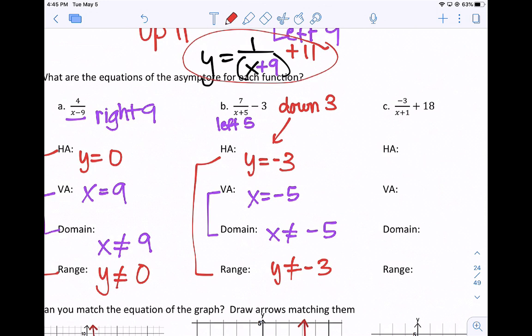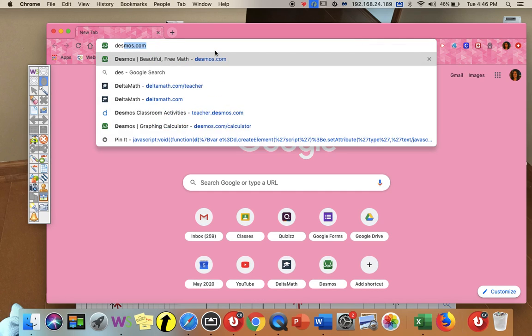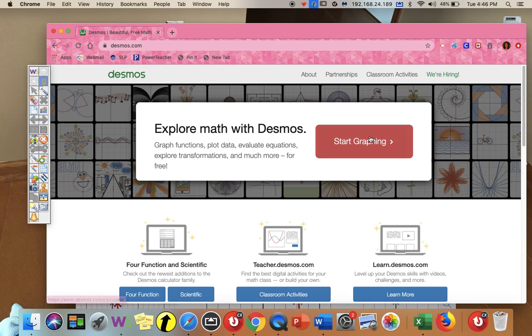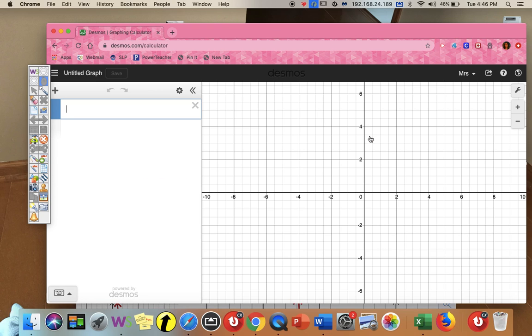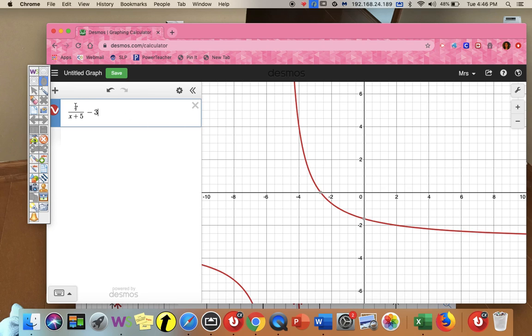I want to show you what this looks like. And you can do this too. Remember, if you have that Desmos app on your device, or on your computer, I'm just going to go to Desmos. All right, I'm going to type this in so we can see this shift of left 5 down 3. So we have 7 over x plus 5 and then minus 3. So the 7 deals with something that we haven't looked at yet, but we do see our asymptotes. I should type in the parent function too, 1 over x.